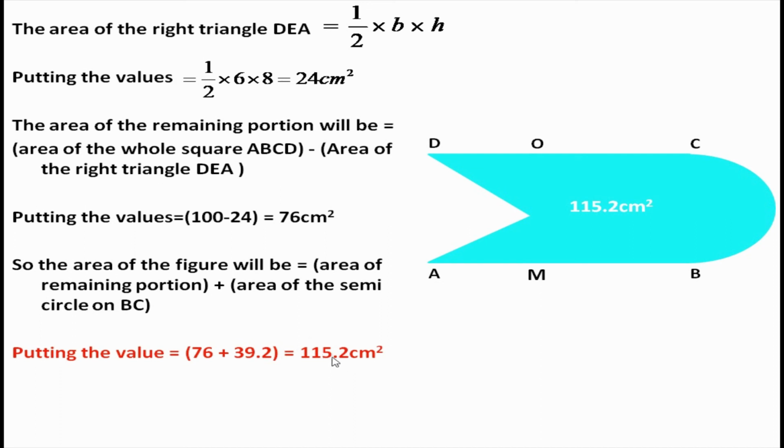115.2. Here you can see I have taken only one digit after the decimal. Why? Because the question has asked us to find the answer correct to one place after the decimal. That's why we need to keep one digit after the decimal. This is the perfect right answer.